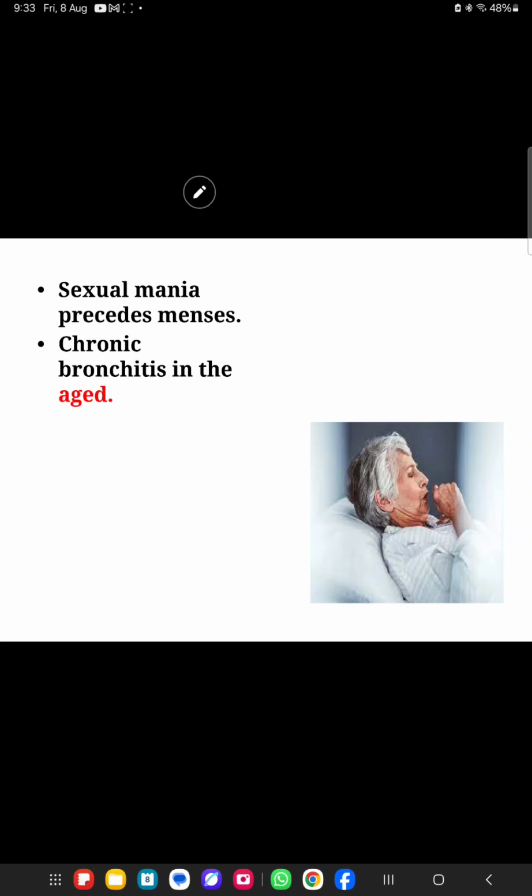Okay, with menses there will also be sexual desire. And this point we can correlate with Tarantula. In Tarantula you will find the same thing.